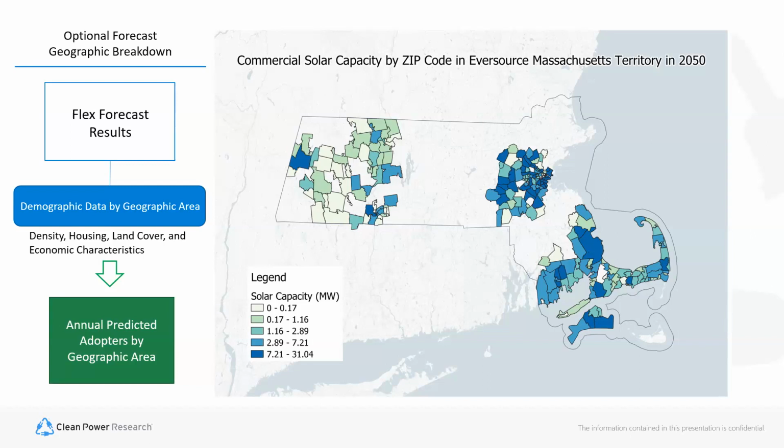And so doing that, we can take our total number of adopters. We can train that model again using the historic data, so we train that model on the historic data and get this annual predicted adopters by geographic area. And the predicted adopters trickle down through the areas with the highest probability and trickle down from there.